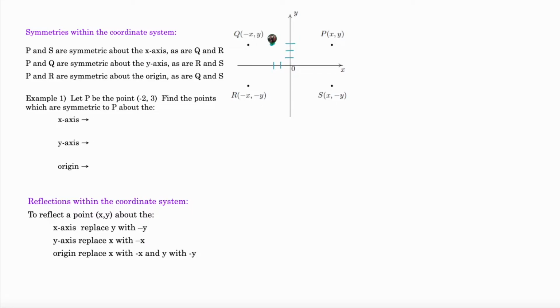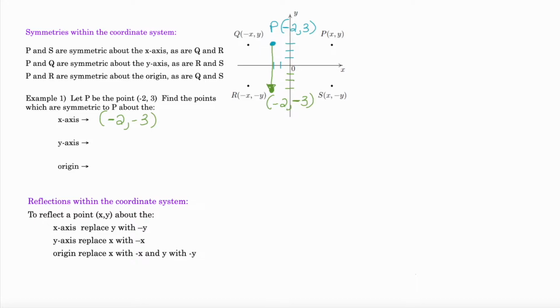This is point P, (-2, 3). What will the point be if we are symmetric about the x-axis? So if I'm symmetric about the x-axis, I'm going to reflect down here across the x-axis. I'm still going to go 3 down and 2 over, except this new point is still going to be -2, but this time I'm going the opposite direction on my y-axis. So the point is (-2, -3).